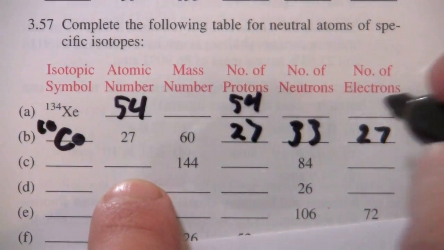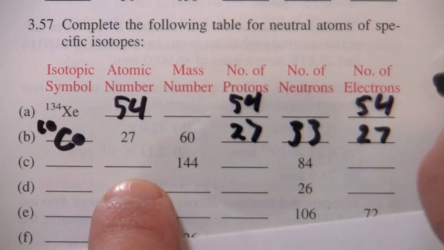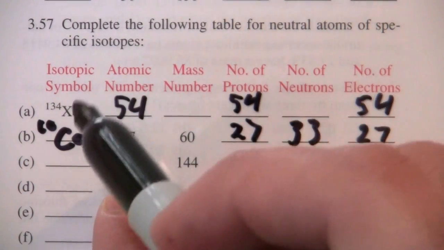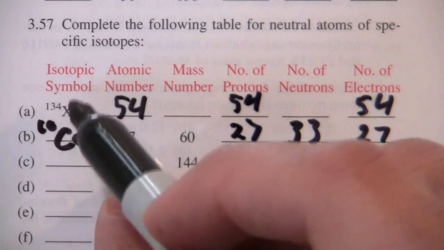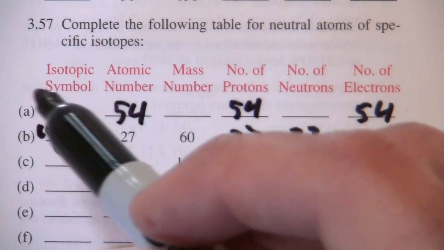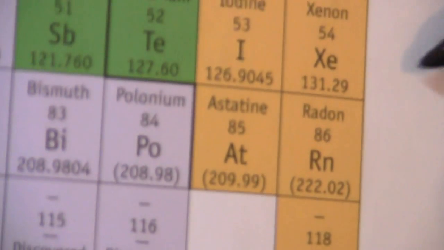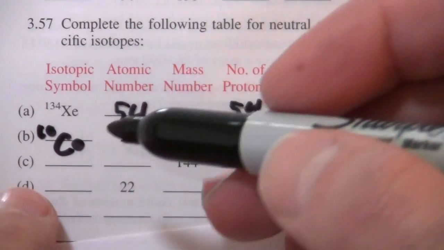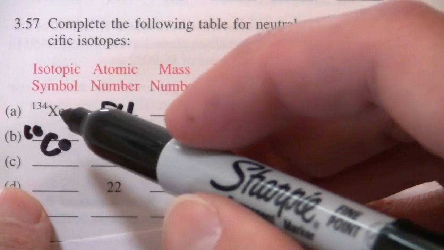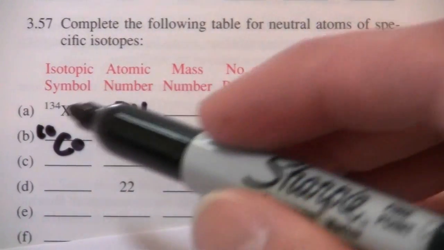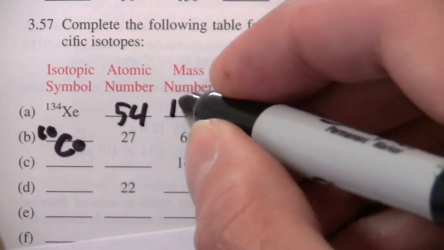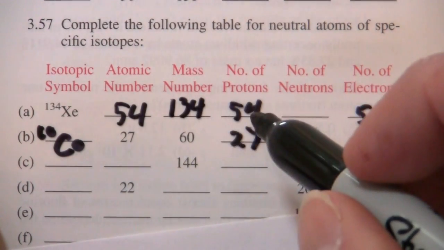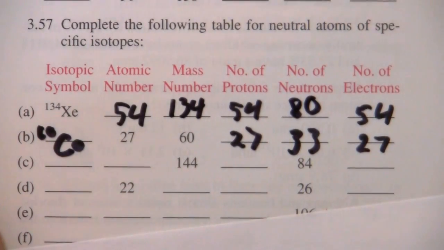The number of protons is equal to the atomic number, and in a neutral atom, that equals the number of electrons. The mass number is the sum of the protons and the neutrons, and that is given here. You notice we did that with the cobalt. This is the mass number, not to be confused with the atomic mass, which we see here. That's the average atomic mass of all the isotopes in their natural abundances. But here's one specific isotope, xenon 134, and it has a mass number of 134. That's what that number represents. And then the number of neutrons is the difference between 54 and 134, which is going to be 80.